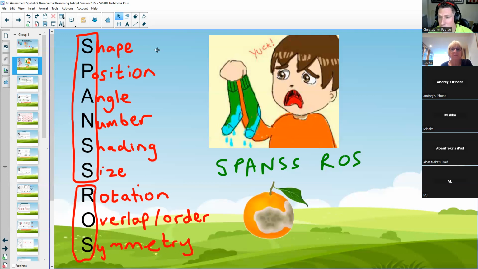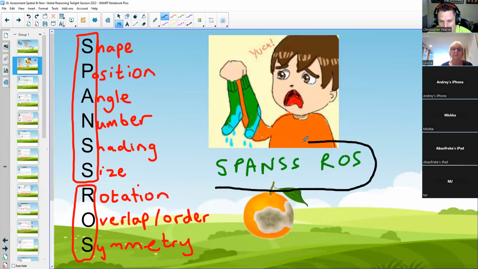And these are really useful variables, because sometimes we find with non-verbal that children don't always know exactly what to look for. And that's something that we have reiterated a lot within the lessons, and hopefully will stand them in good stead when they do their exam. And it is something they can actually write out, Spans-Ross, like that, at the top of their page, so they can refer to it if they need to.